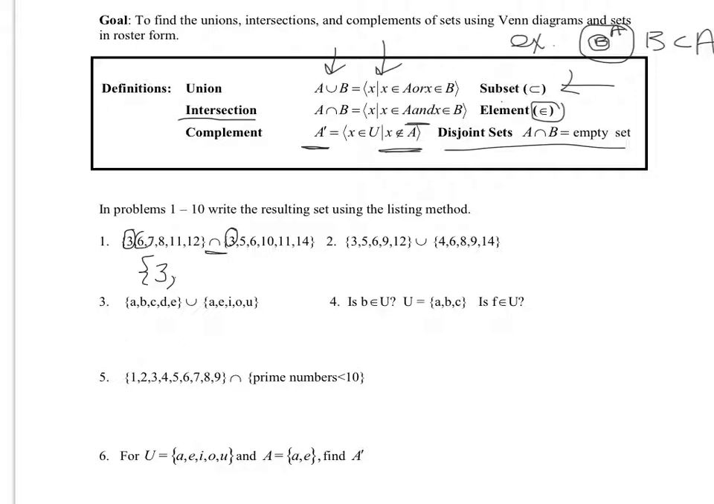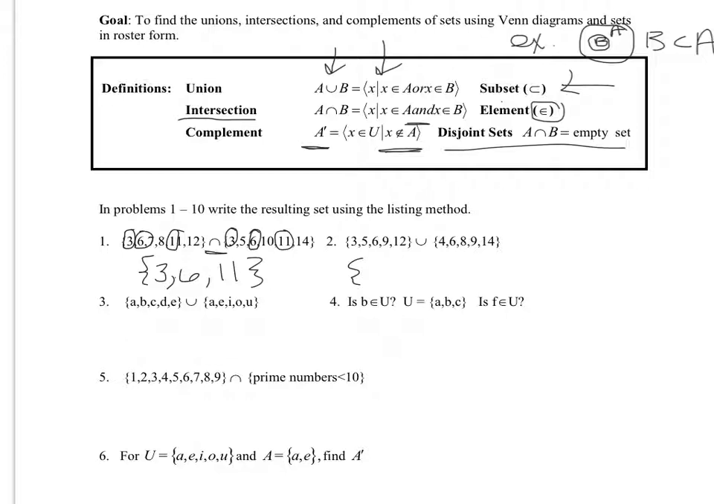6 also happens to be an element in both sets. Now 7 is an element in the first but not in the second. 8 is an element in the first but not in the second. I do see that 11 is in both of these sets, and that's going to be the last one that occurs in both.